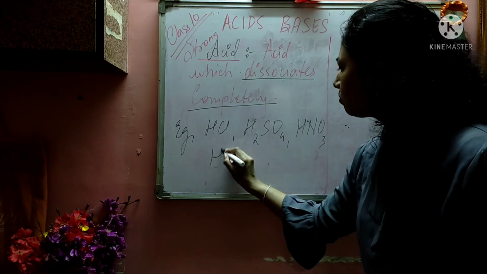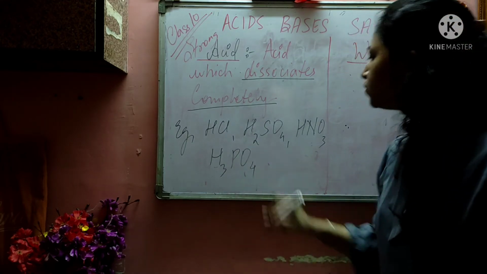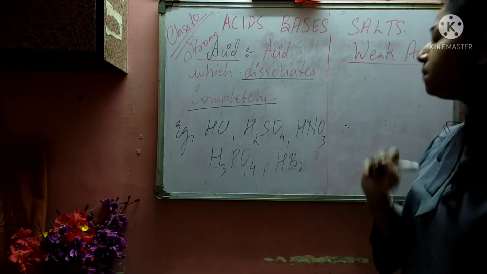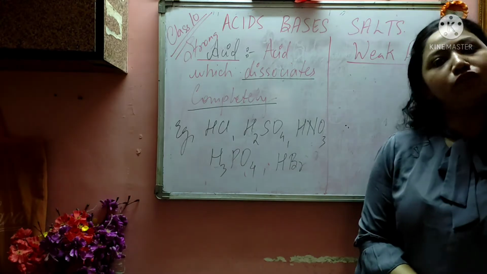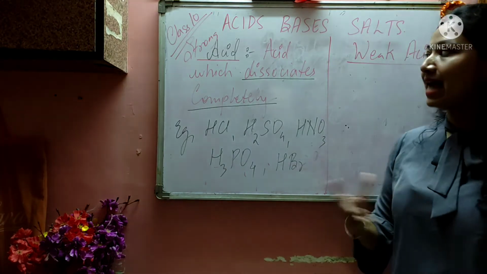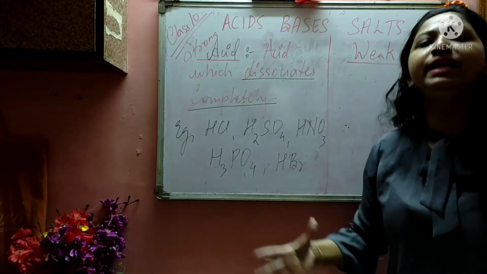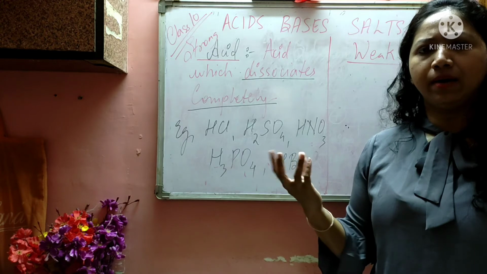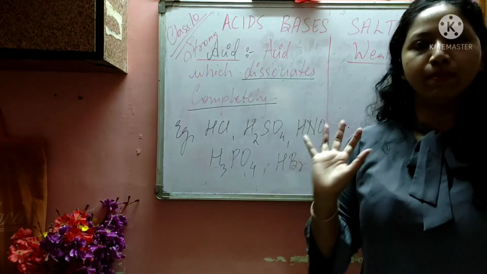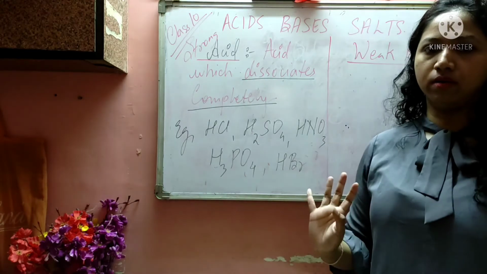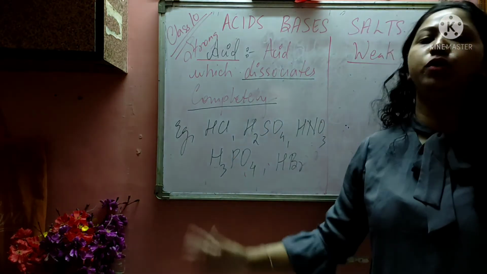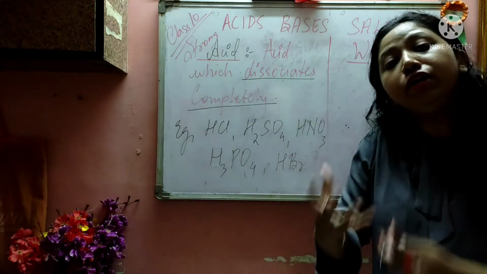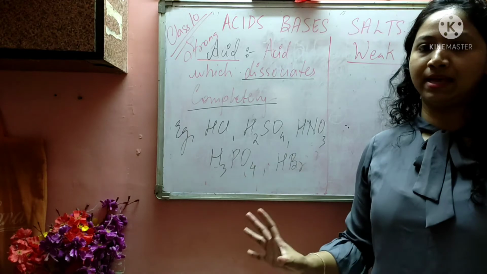Then H3PO4, which is phosphoric acid, then hydrobromic acid. These are examples of strong acids. What is a strong acid? The acid which dissociates completely in water. It means if you take, for example, 50 molecules and dissolve them in water, the whole of the molecules are going to dissociate completely, forming H plus ions. All 50 molecules are going to dissociate.